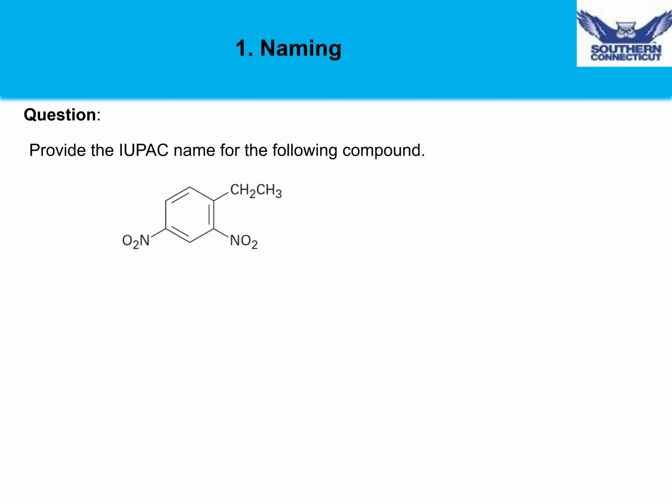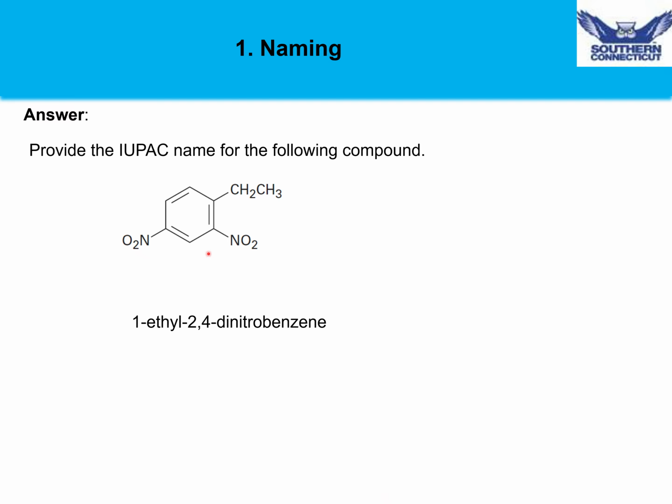In this question, we're going to try to provide the IUPAC name for the following compound, which contains a benzene ring, an ethyl group, and then two nitro groups. The parent name for this compound is benzene, and it has two different substituents, an ethyl and a nitro group. We alphabetize those two types of groups, so ethyl goes first, and that would be on carbon 1.